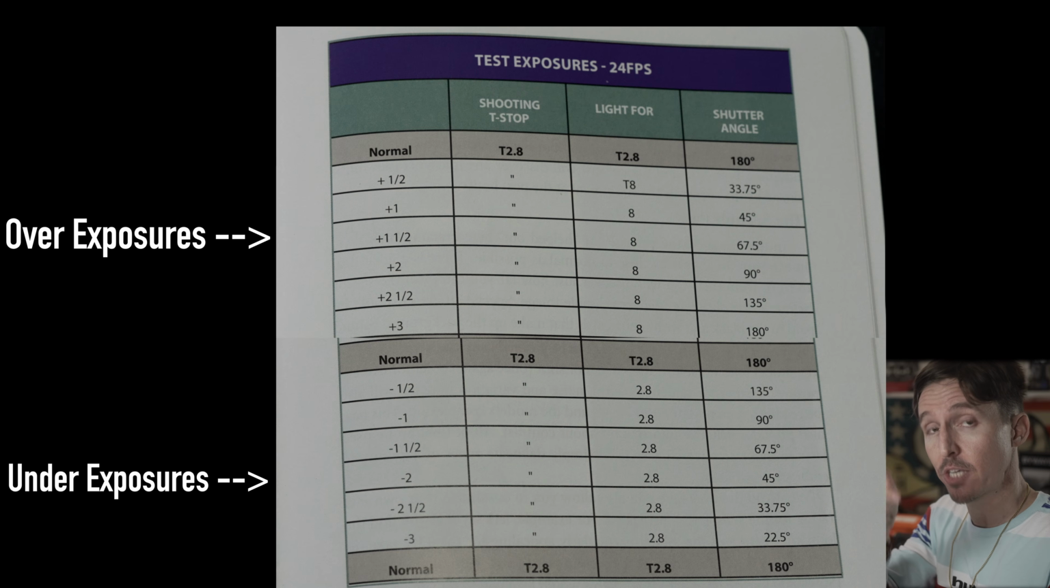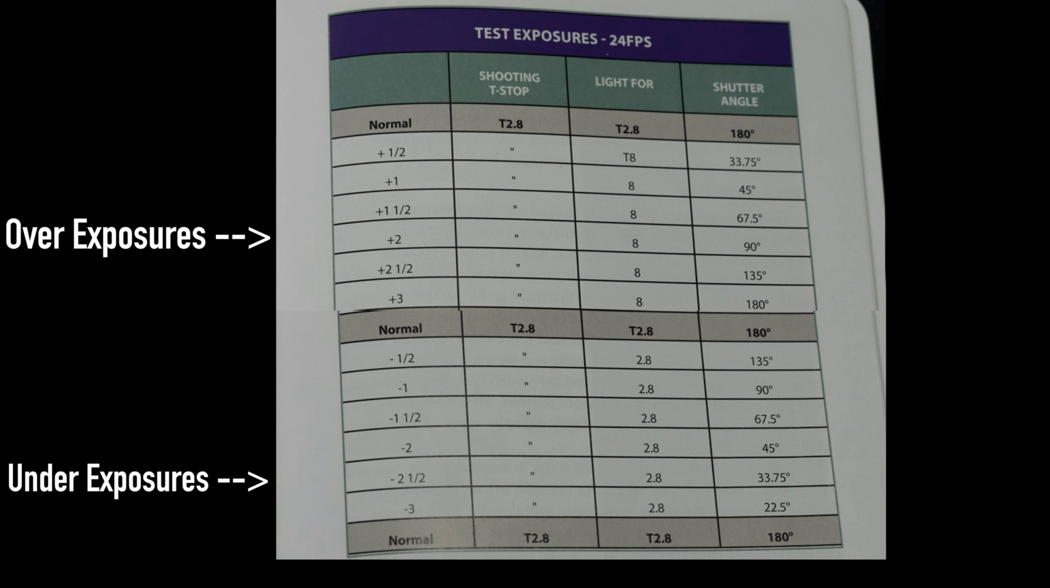To do the overexposure, you're going to leave your lens at a 2.8, but you're going to set the light to an f8 and leave it there. The light is going to live at f8 for all of the overexposures. You're just simply adjusting the exposure with the shutter. And you do the same in the underexposure side. But on the underexposure side, the lamp goes back to 2.8. But for the overexposure side, the lamp is set to an 8. And then you adjust each half stop with the shutter angle.